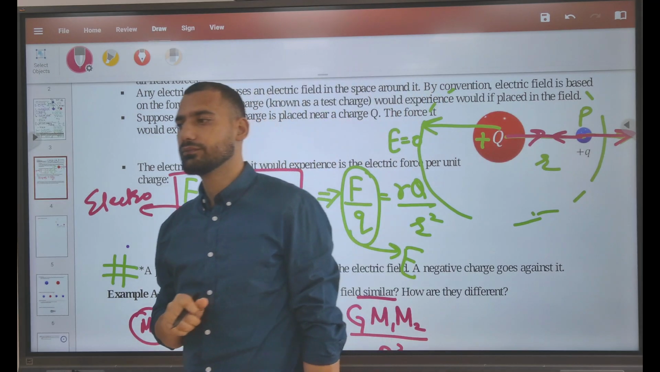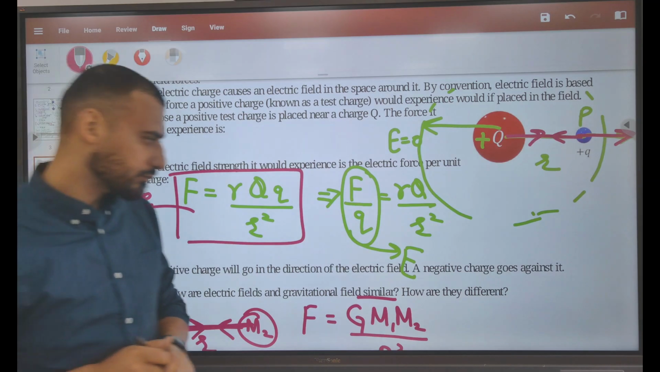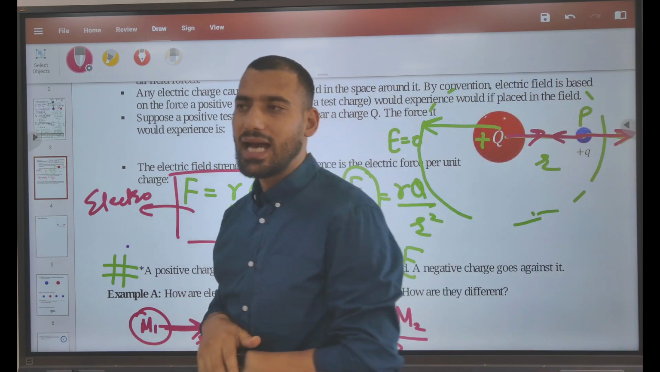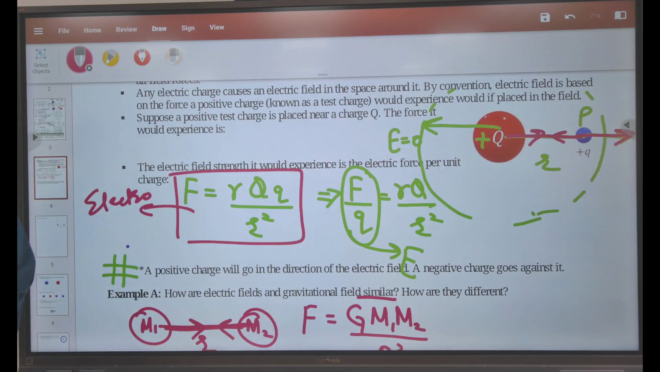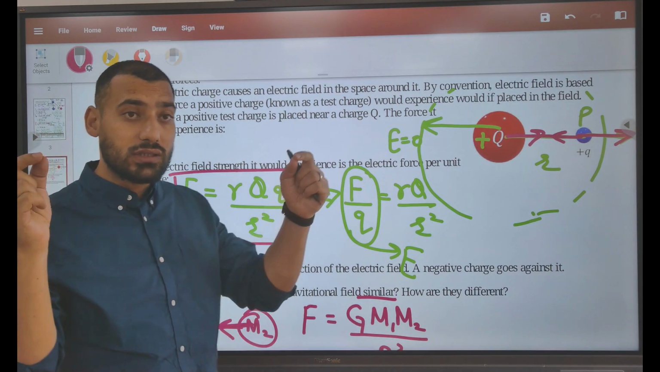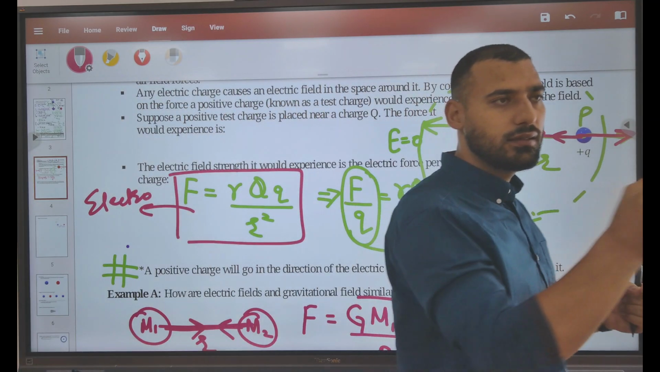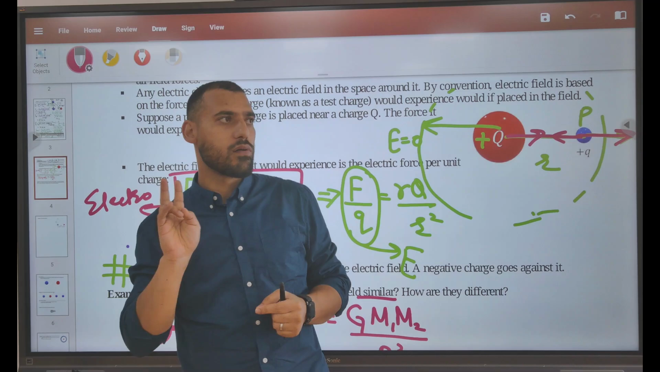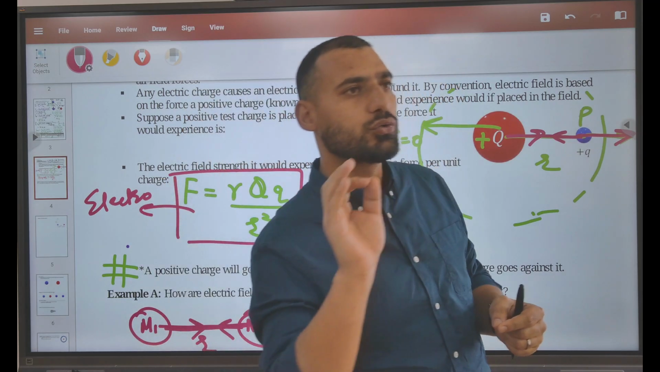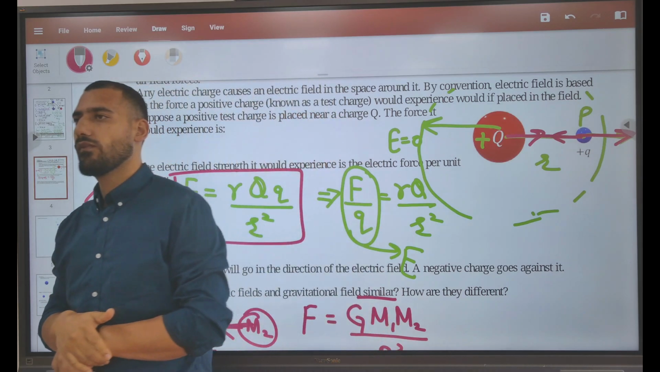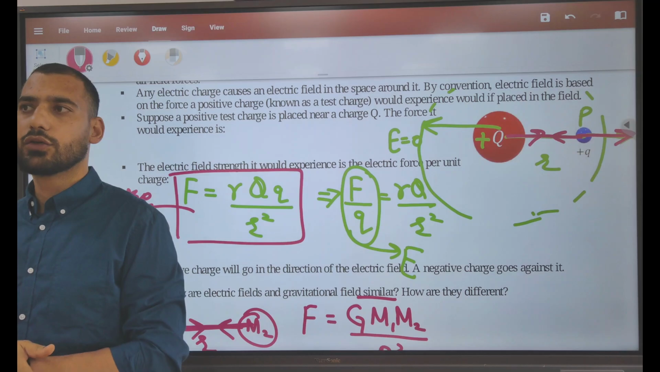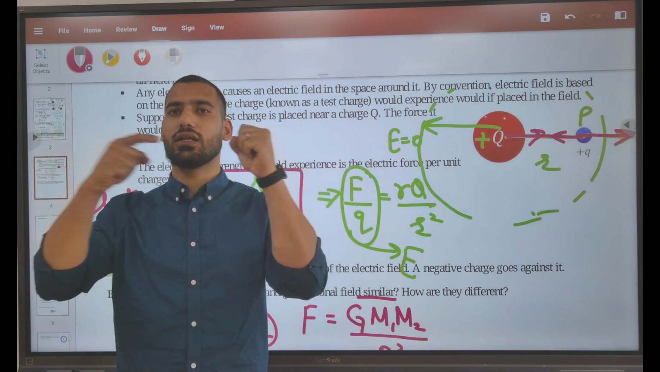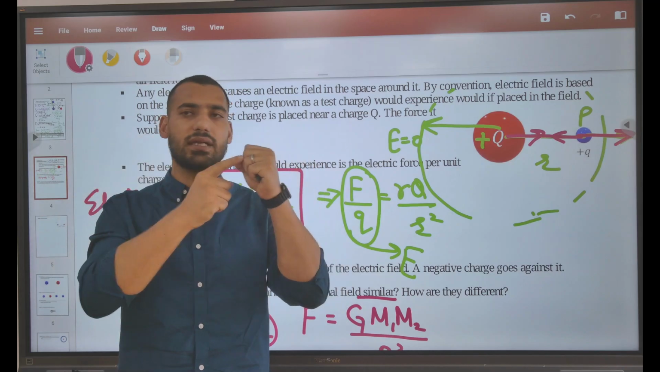That is, the force acts along the line joining the two charges or bodies. Is that fine? Do you understand what are central forces now? Central forces are the forces which act along the line joining the two bodies. Is that fine? Center to center.